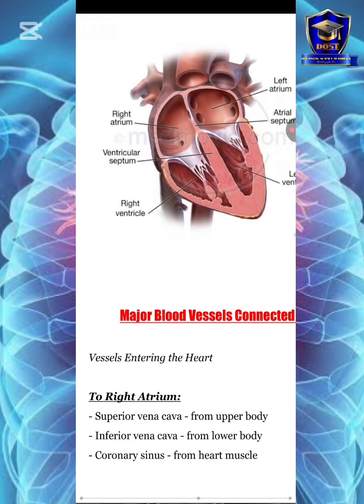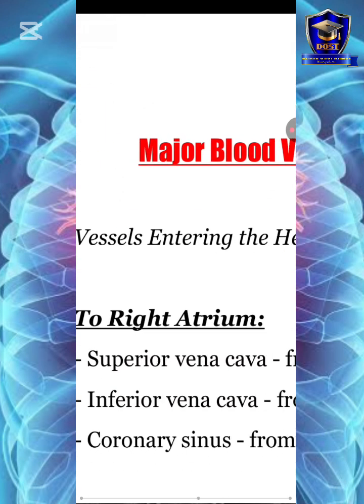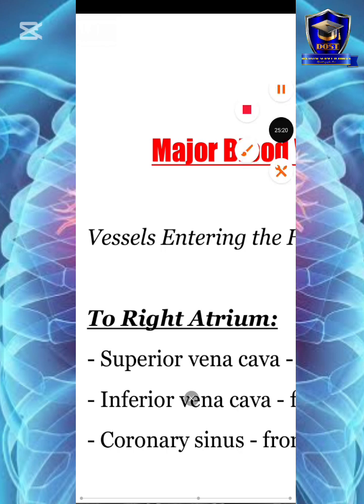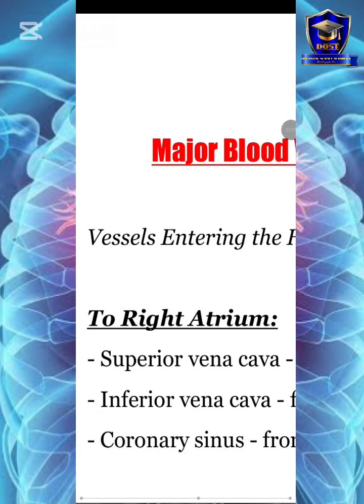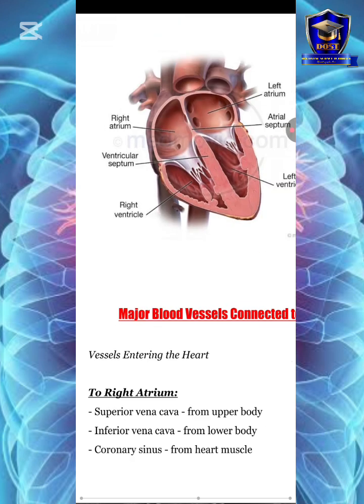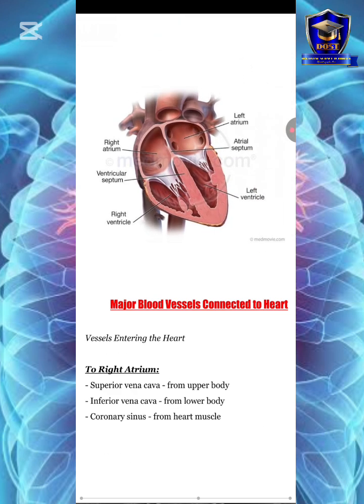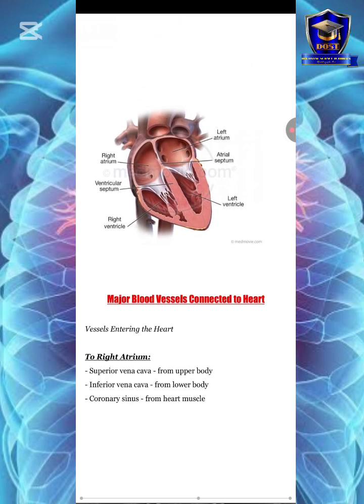As for the coronary sinus that you can see right here at the bottom, the third one, this one actually drains blood from only the heart alone and brings it to the right atrium. So you can see that it's going to be a very tiny blood vessel.